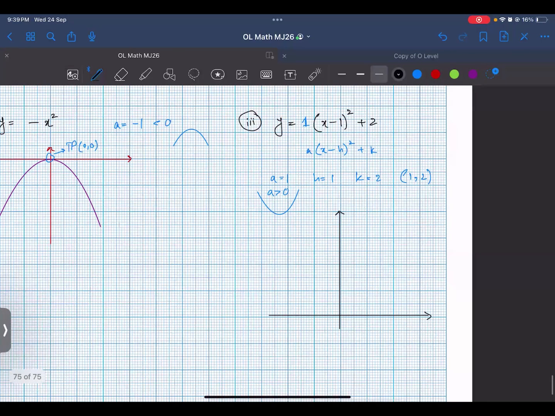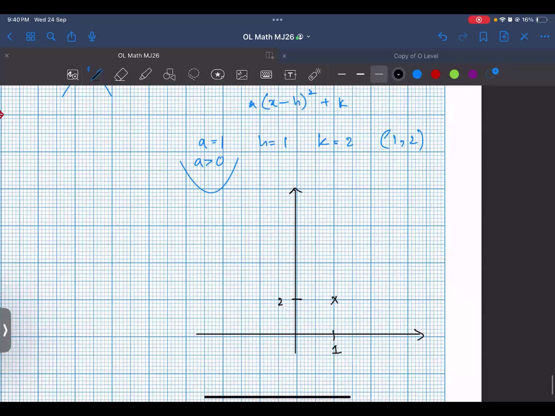1 comma 2 is your turning point. Scaling does not matter that much in your sketching. Let's suppose this is 1 comma 2, and so the graph would go on like this, because it is a smiley face. Oh, sorry, A is positive, so smiley face. Turning point is 1 comma 2 and your y-intercept.